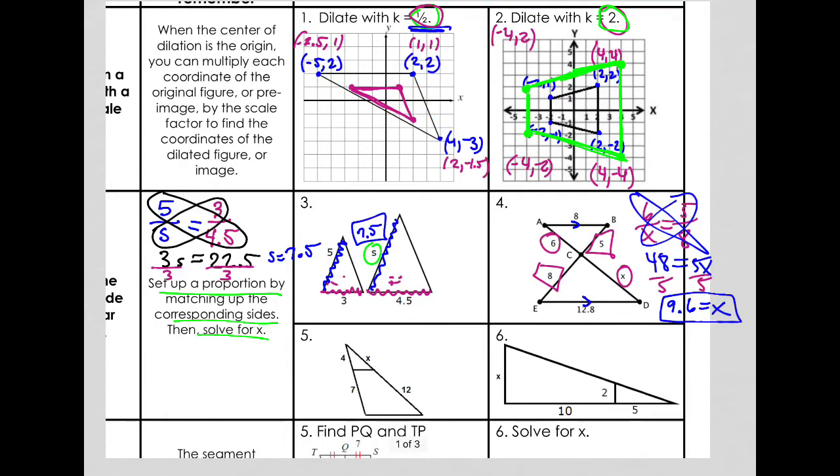And like I said, if you chose to use the other pair of sides as your second ratio, then you would get the same answer. Otherwise, something is wrong with the problem. Alright.